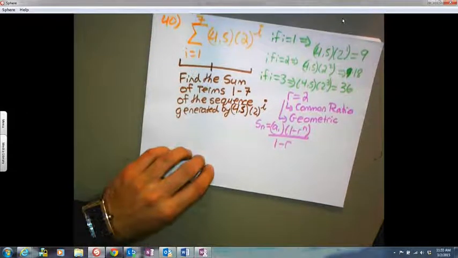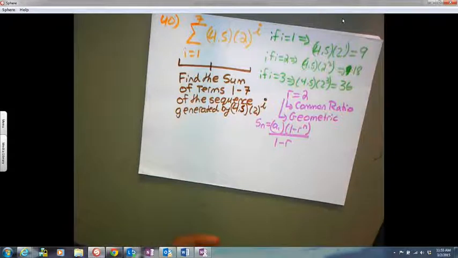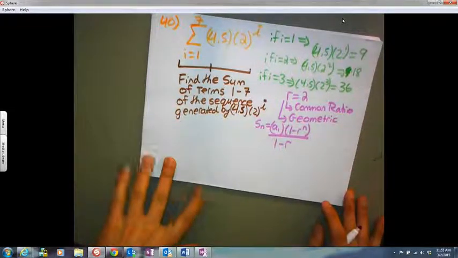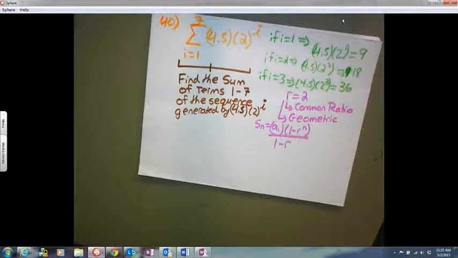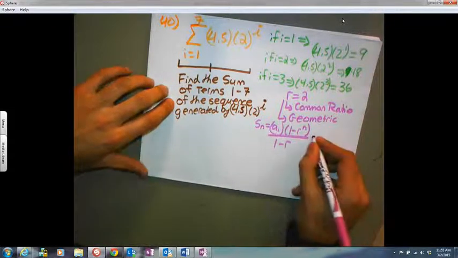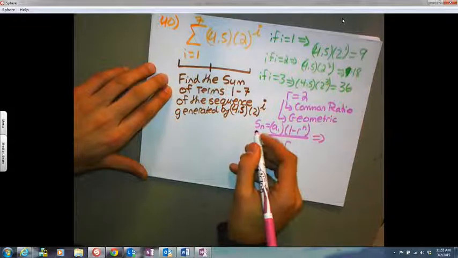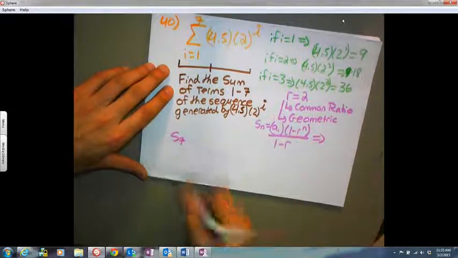And now we simply need to plug in what we know. I think it bears repeating that this could be a non-calculator problem, so I just want to make sure everybody knows how to do it without the calculator. Not that you shouldn't use it on this, but just so that you know how to attack it if it's a non-calculator portion of the exam. So let's plug in what we know. Well, we know we're trying to find S7 because we want the first 7 terms.